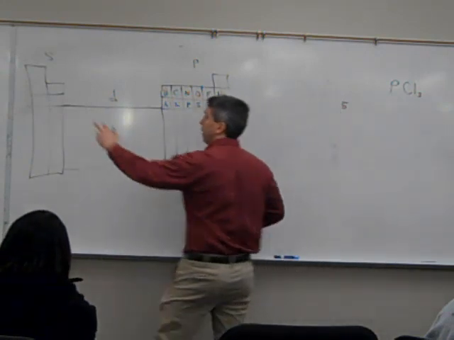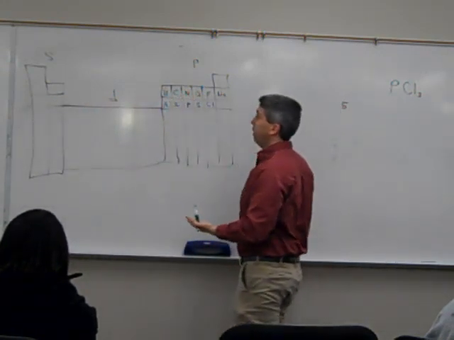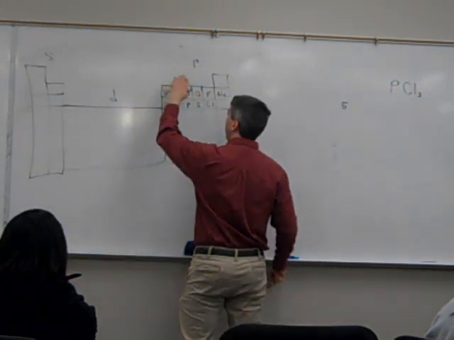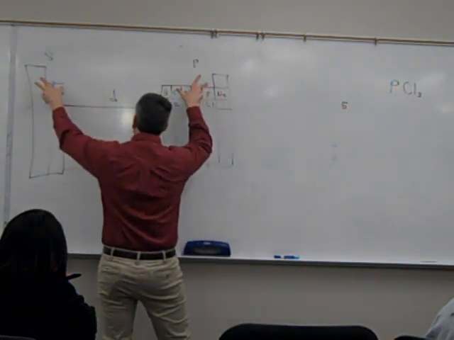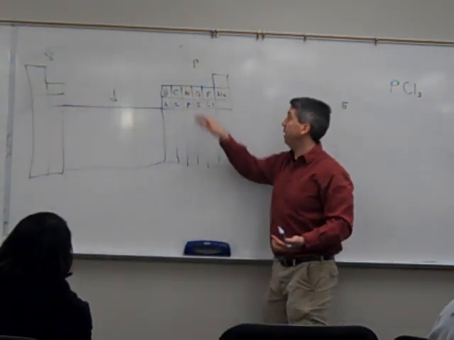So phosphorus, 2 plus 3, 5 valence electrons. It's also the 5th column of the representative elements. Remember the S and P block elements are your representative elements. 5th column, 5 valence electrons.